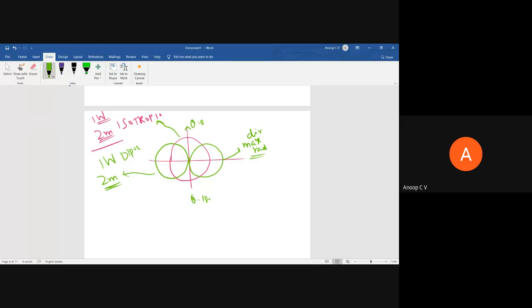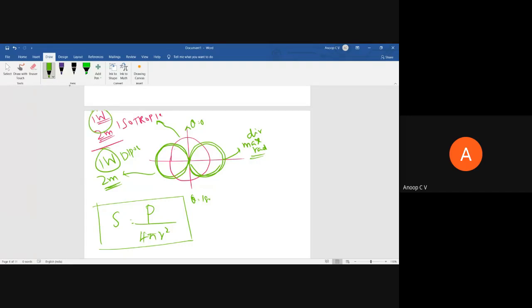If it was transmitting equally well in all directions, at some distance r, the pointing vector, the power density, would have been P by 4 pi r square, which means this power is spread over a sphere. That would be the ideal case for an isotropic radiator. But in the case of a dipole, in some directions it radiates more and in other directions it radiates less. But the total power is 1 watt in both cases.